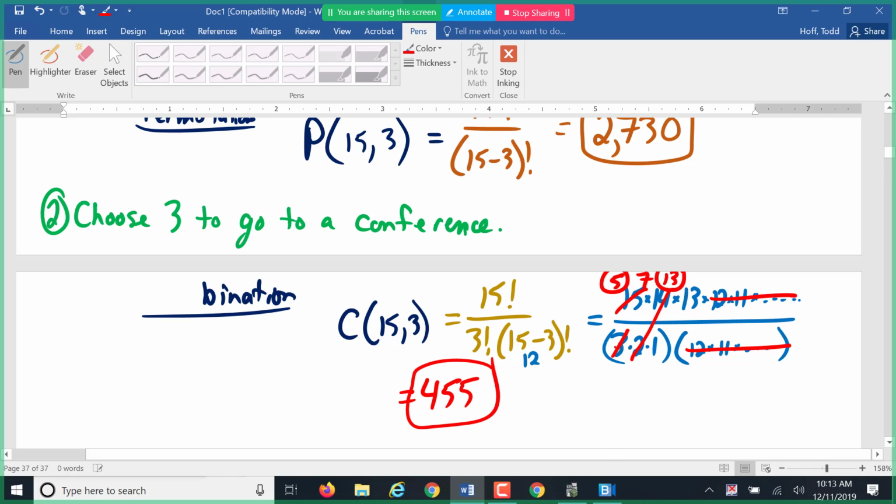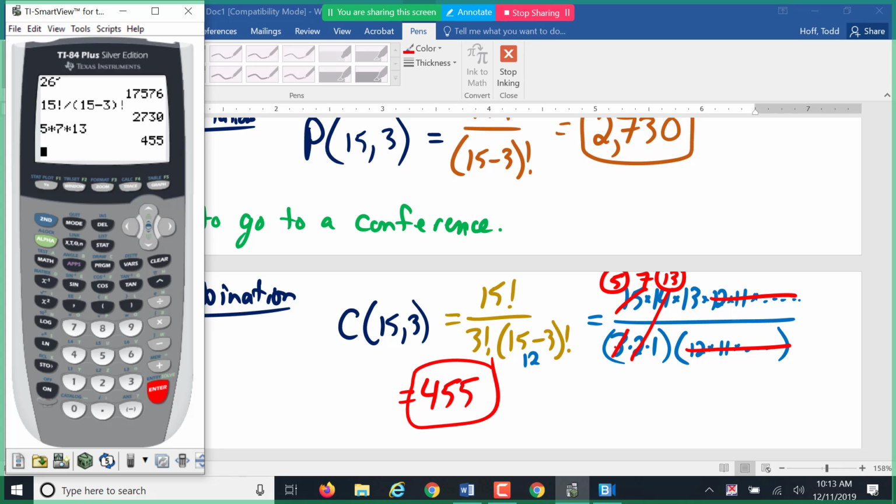Well, you might ask, why couldn't I just punch that in the calculator instead of trying to reduce? You could have. You could have done 15 factorial divided by, but you got to be careful on the bottom. You got to put this in parentheses. Divided by, in parentheses, 3 factorial times, now I'm just going to do the math, 15 minus 3 is 12, 12 factorial. Notice the 3 factorial times 12 factorial is in parentheses, so that we're keeping that on the bottom of that fraction. And it does still come out to the 455.